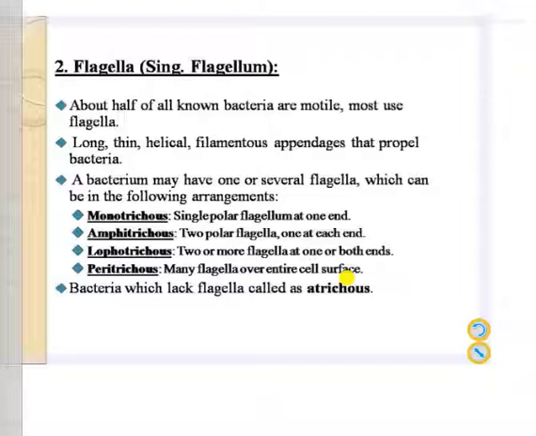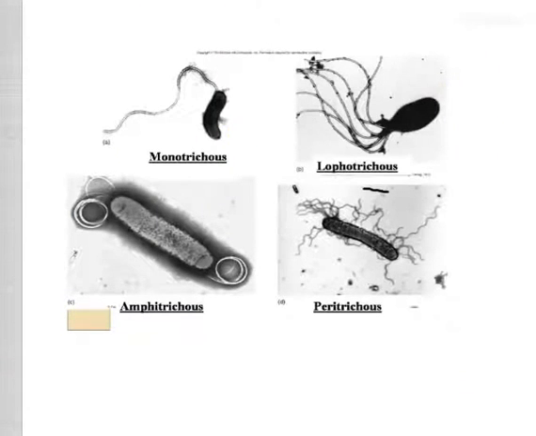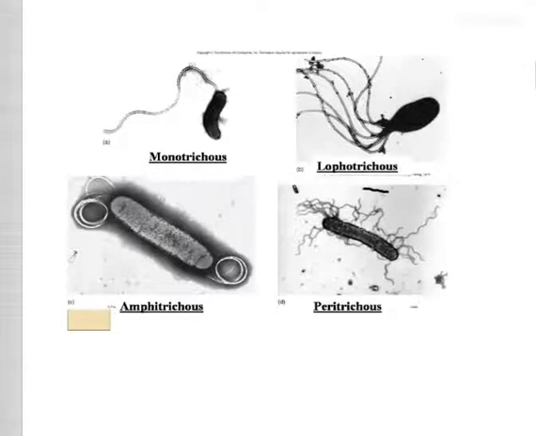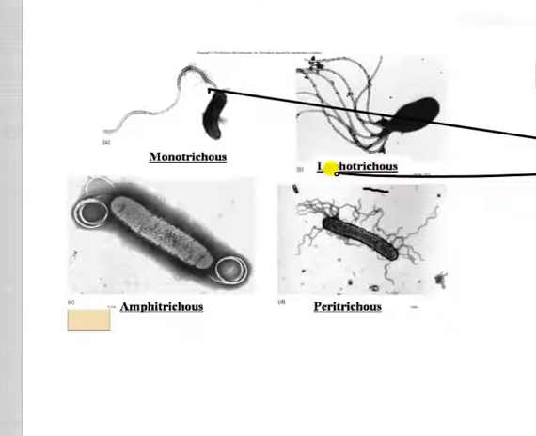Then peritrichous means many flagella present all over the periphery of the bacterial cell. The bacteria which do not contain any flagella are called atrichous. In this figure we can see monotrichous flagella, meaning bacteria which has only one flagellum at one end. So we can see here the bacteria having only one flagellum at one end.